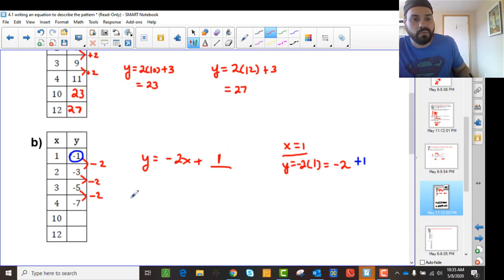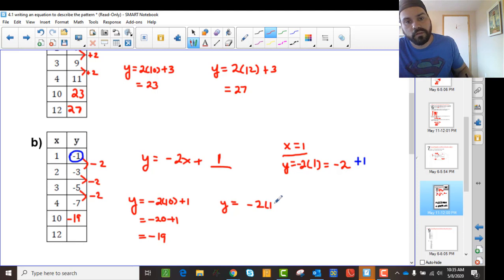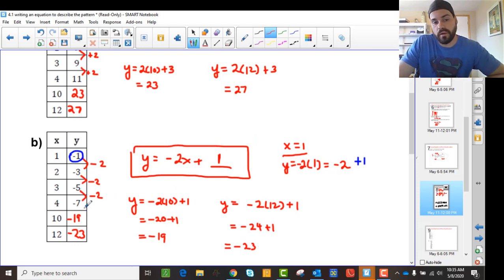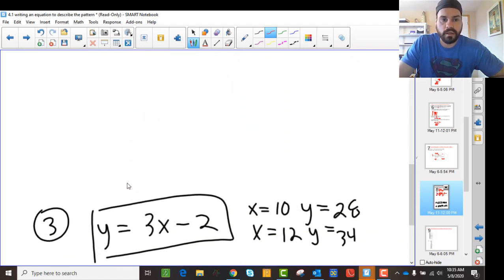All right? So then once we know that, we can fill in 10 and get minus 20 plus 1, and that's going to be minus 19. And then when we plug in 12, we get y is minus 2 times 12 plus 1. And that's minus 24 plus 1, and that's minus 23. Okay, so we're using this pattern to find the equation. Once we have the equation, we're using it to, in this case, extrapolate. That is, we're using it to go beyond the numbers that we have to a bigger number, 10 and then 12. All right?